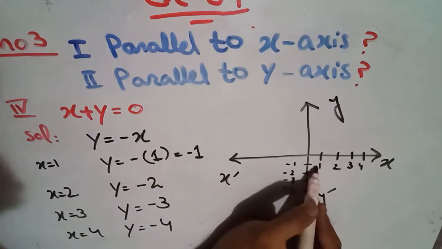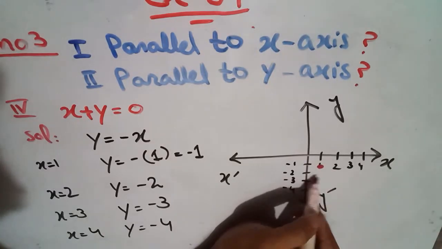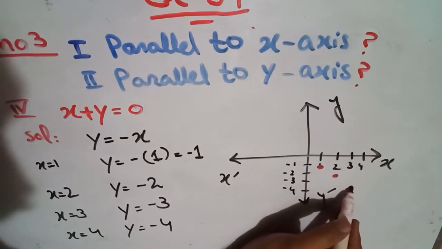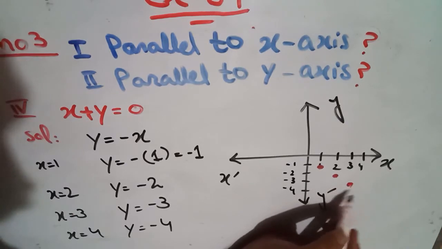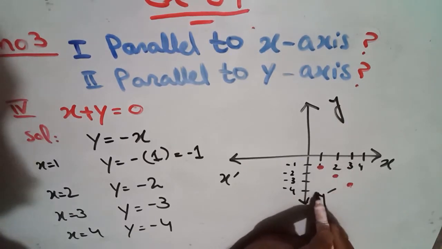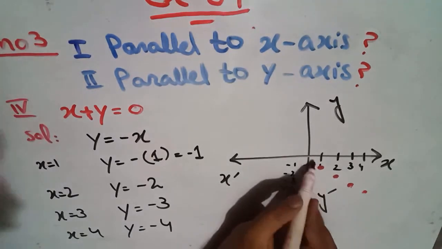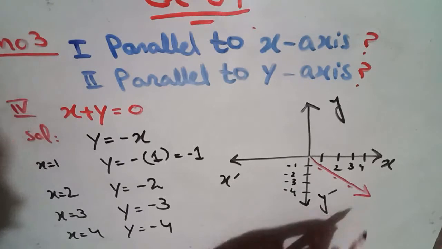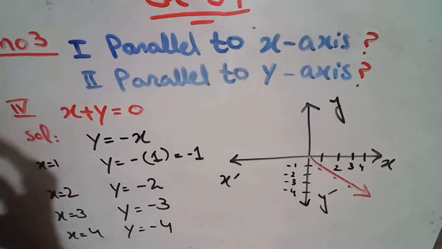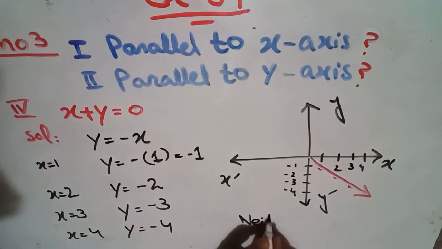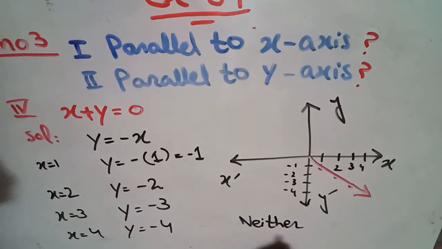At x is equal to 1, y is also equal to 1. So the first point will come there. At x is equal to 2, y will also be 2. The second point will be there. At x is equal to 3, y will also be 3. So the third point will be there. At x is equal to 4, y will also be 4. So the fourth point will exist there. When you join all the points, this line is neither parallel to x-axis nor to y-axis. So you will write here neither, which means it is not parallel to x-axis or y-axis.